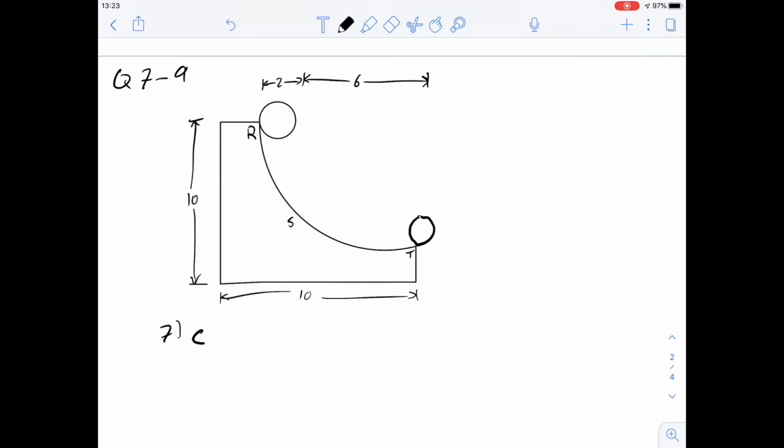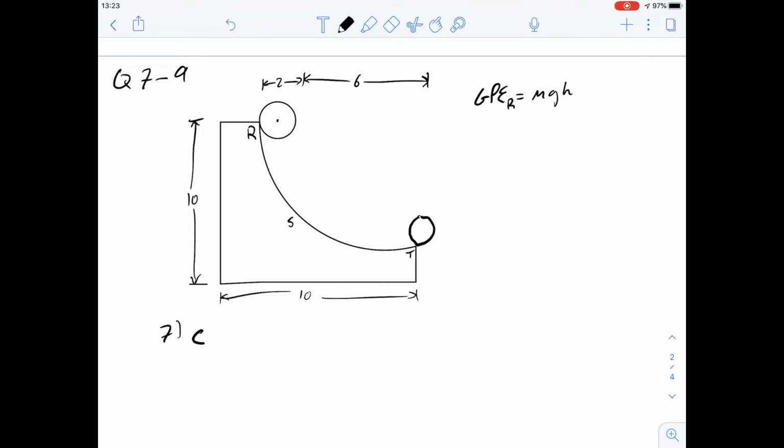So at R, the gravitational potential energy is going to be the mass times the acceleration due to gravity times the height. Now the height here we're told is 10. An important note for this question is it's not the height of the ball, it's the height of the center of mass of the ball. Now here it is still going to be at 10, but when we get down to T, it'll be a little bit different, and I'll show you why that is when we get there.